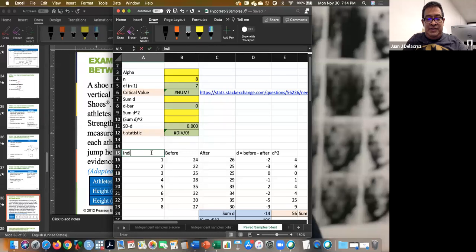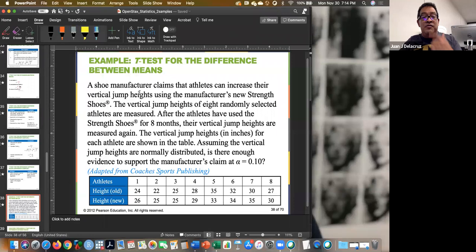So this is the individual, individual 1, 2, 3, 4, 5 until 8. So let's read the case. A shoe manufacturer claims that athletes can increase their vertical jump heights using the manufacturer's new strength shoes. Just imagine that Mr. LeBron comes up with the idea that he jumps very high because he uses very specific shoes, and if you use those shoes, you are going to jump as high as Mr. LeBron. So how do you know?